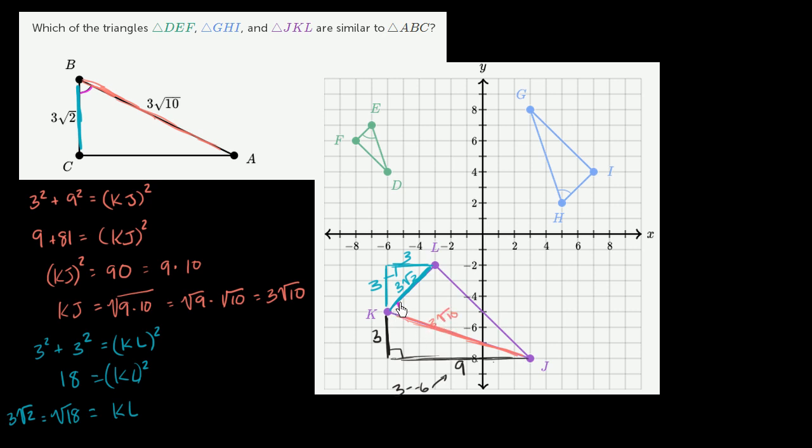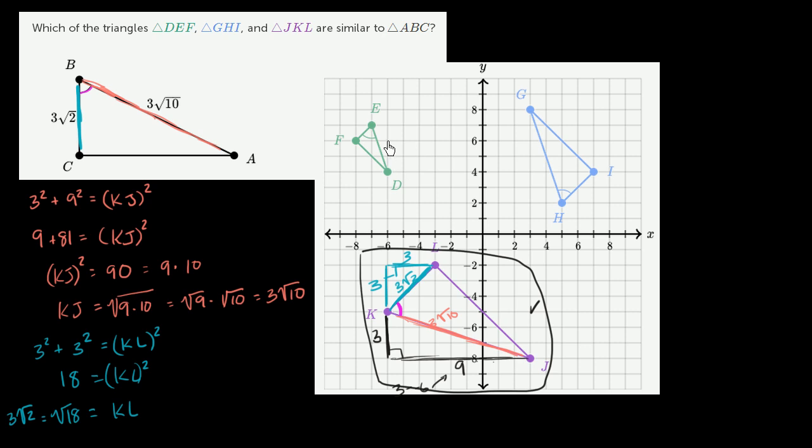This angle is congruent to this angle right over here. So not only are ABC and JKL similar, but these are actually congruent triangles. All congruent triangles are going to be similar. So this one is definitely similar. JKL is similar to ABC.